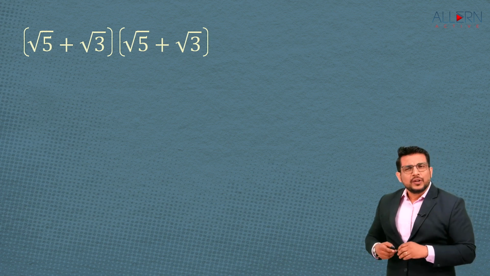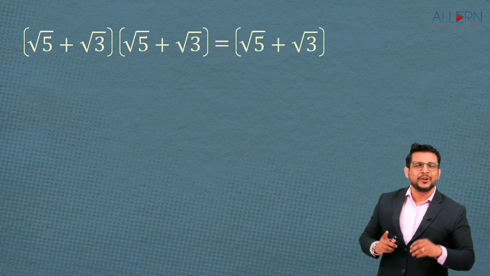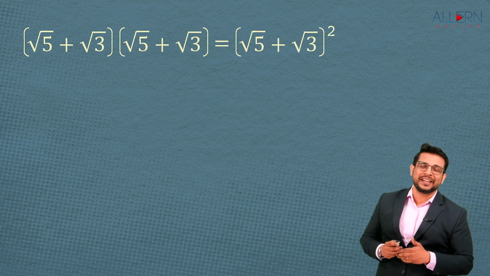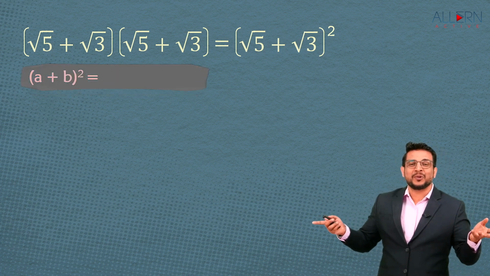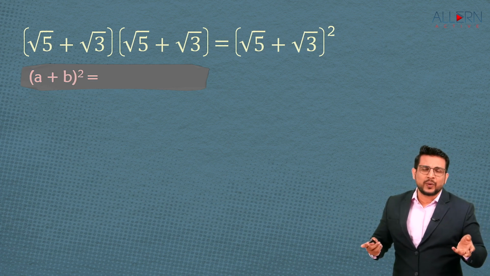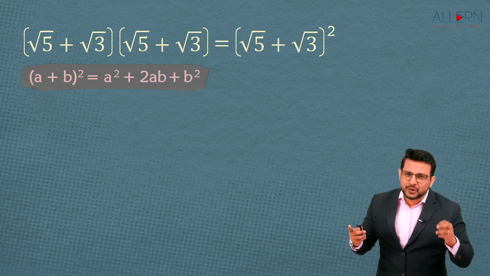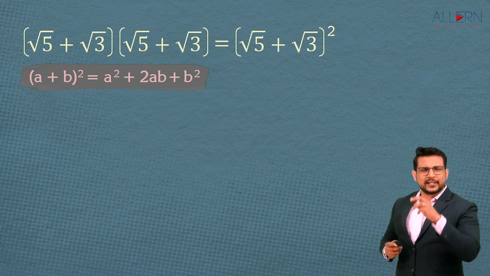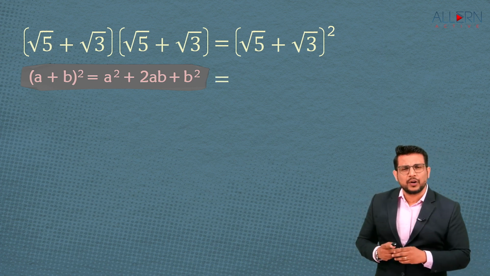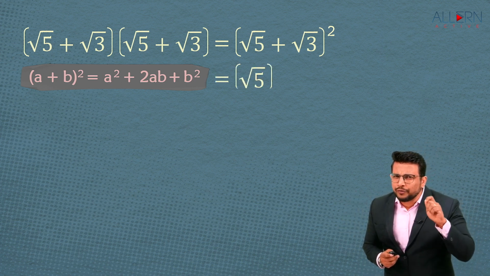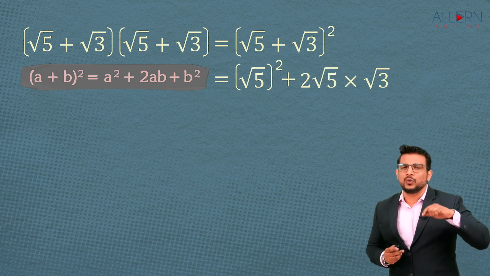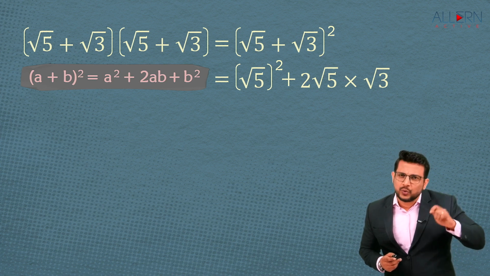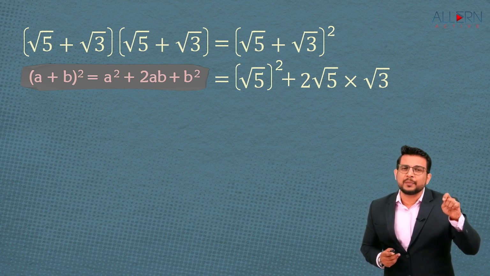So root 5 plus root 3 into root 5 plus root 3. It's very simple. It's nothing but in the form of a plus b into a plus b, which is nothing but a plus b the whole square. So we know a plus b the whole square is nothing but a square plus 2ab plus b square. So let's solve this. Let's open the bracket here. What do we get? Root 5 the whole square, that is a square, plus 2 into root 5 into root 3, that is 2ab, plus b square, that means it is root 3 the whole square.